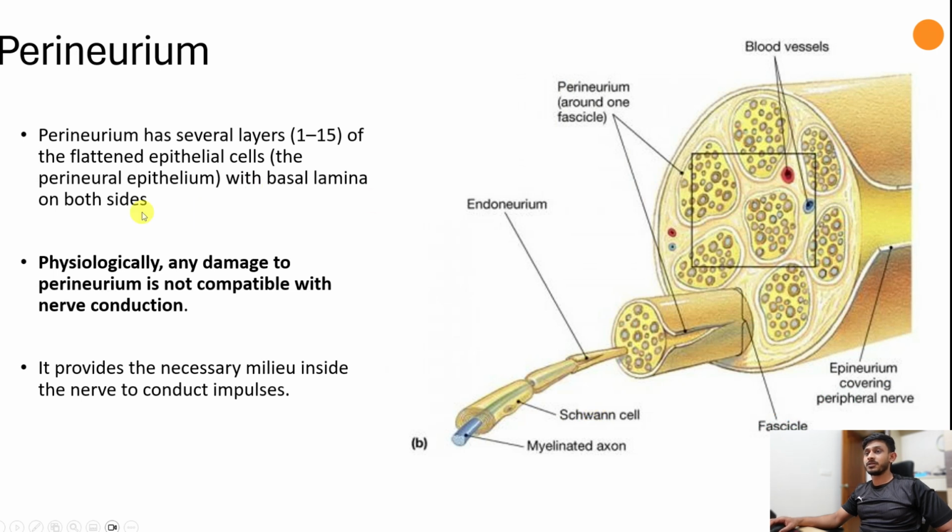Perineurium. The perineurium is made up of about 1 to 15 layers depending on the thickness of the bundles, and physiologically any damage to the perineurium is not compatible with nerve conduction. You can see these are the nerve bundles, and the coverings of these nerve bundles are made by perineurium. Let's call these nerve bundles fascicles. Each fascicle is surrounded by the perineurium, and inside each fascicle, each nerve fiber is covered by endoneurium. We'll come to that again.